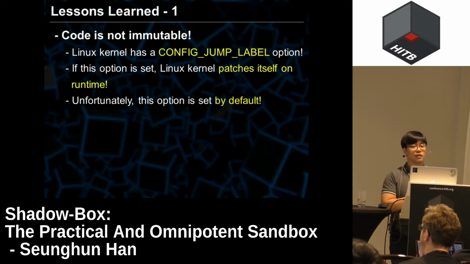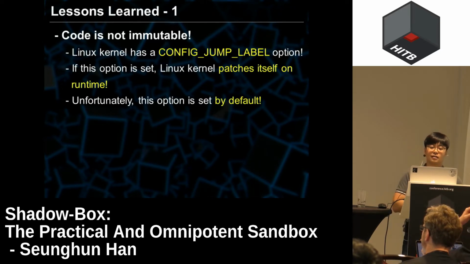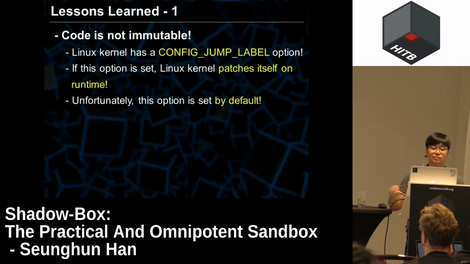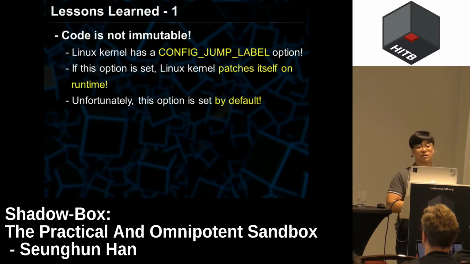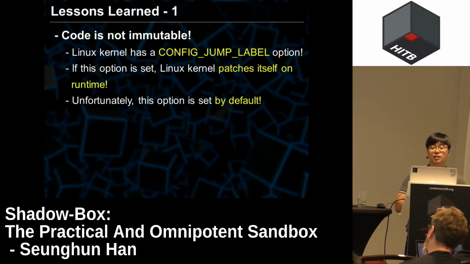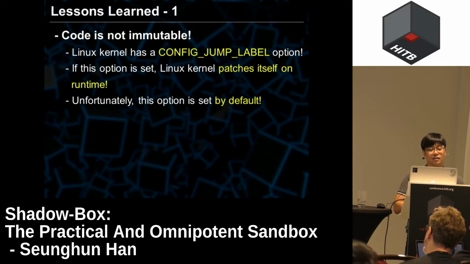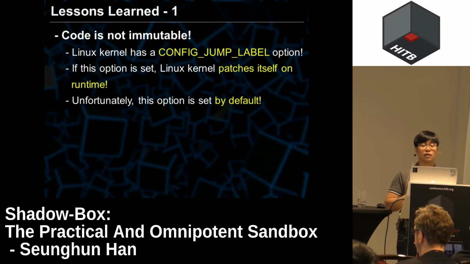Lesson 1. The code area in the ring scanner is not immutable. Previous researchers assumed that the code area is immutable, but it is not true. As you know, the Linux kernel has a CONFIG_JUMP_LABEL option, and this option is set by default in major Linux distros. If this option is set, the Linux kernel patches itself at runtime frequently, and this causes conflict with the kernel protector.